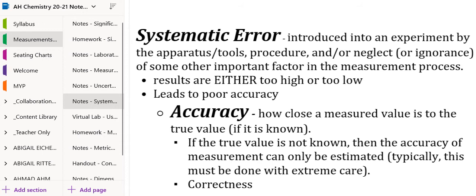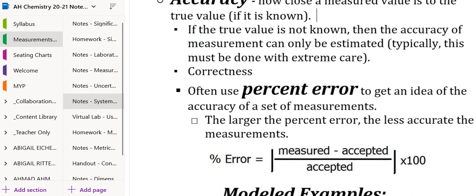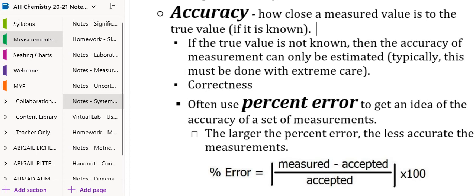And so if we're using the analogy of hitting a target, when we talk about accuracy, it's how close we get to the target that we're trying to hit. And so to quantify accuracy, we use percent error. So percent error is a way to quantify the accuracy of a measured value. To find percent error, we need our measured value, what we found in the lab, and the accepted value. And then we've got a formula. So we find the difference between measured and accepted and divide by accepted.